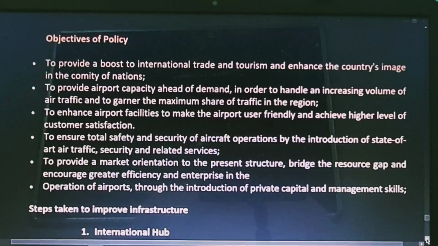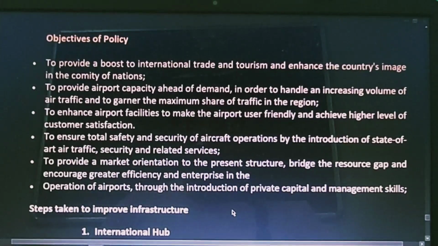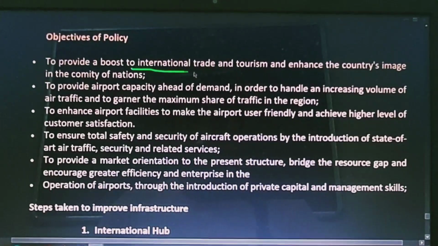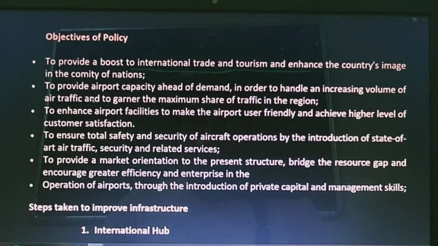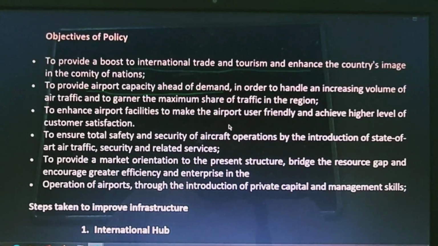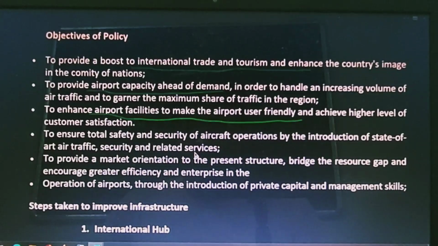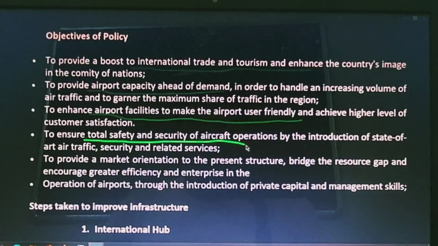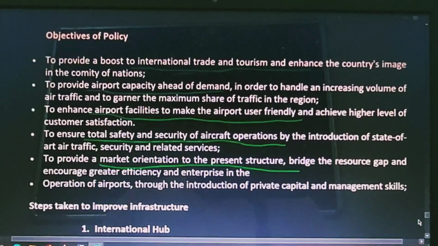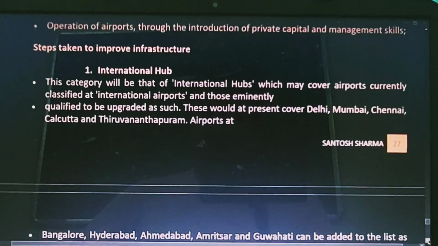And the basic objectives, there are certain policies which are framed by India to develop airport. What are those? First, to provide a boost to international trade and tourism. Then it also has devised a lot of policies on airport capacity. Then it also has improved a lot of airport facilities. Then it also ensures the safety and security of the aircraft operations, and to provide a market orientation to the present structure.